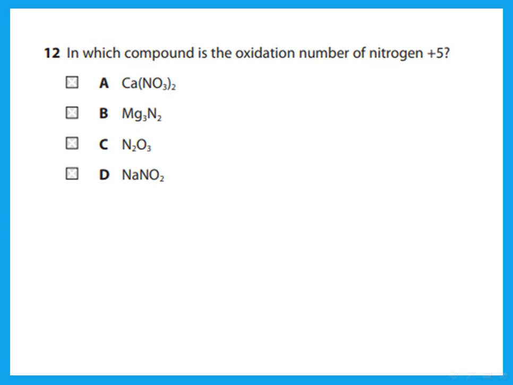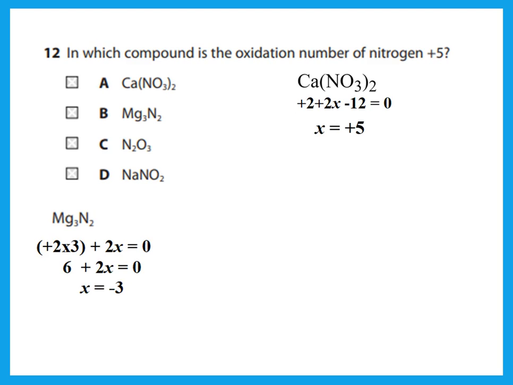In which compound is the oxidation number of nitrogen +5? Do you know how to calculate oxidation number? Let's go through the calculation. Calcium nitrate, for example. I want to know the oxidation number of nitrogen. I have one calcium. Calcium is in group 2, so it must be +2. Each oxygen is -2, and I have 6 of them, so that is -12. The overall for this neutral molecule is 0. So calculating for X, this is the one that will have X as +5.